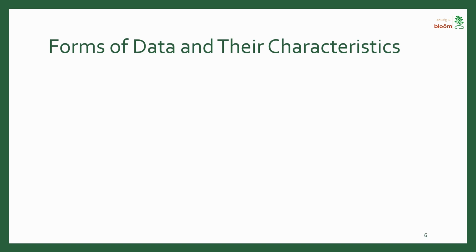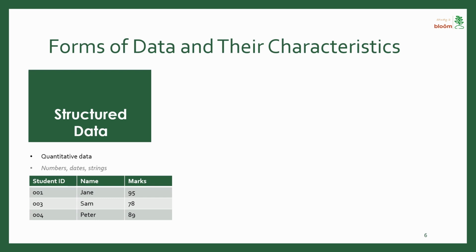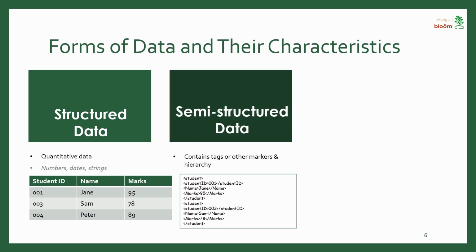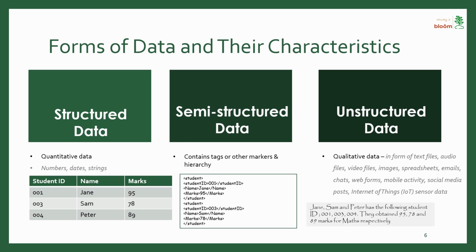According to the way data is organized, there are three forms of data: structured data, usually in tabular format; quantitative data is usually structured data; then semi-structured data, which contains text or other markers, or maybe a hierarchy; then unstructured data, usually qualitative data is unstructured data in form of text files, audio files, video files, images, emails, chats, social media posts, sensor data. These are usually unstructured data.